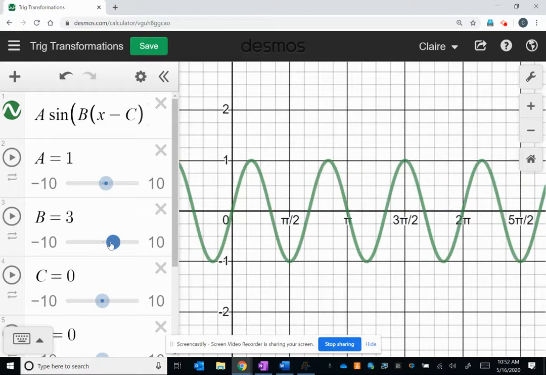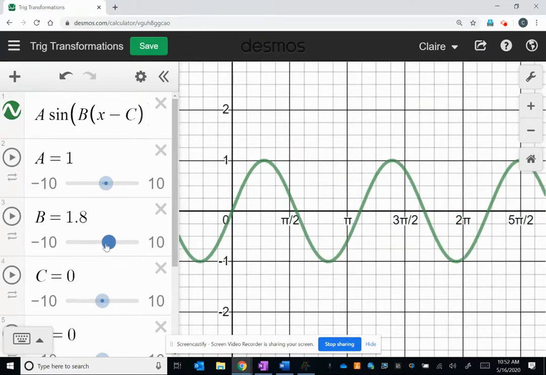When B is 2, we have 2 full cycles. If we make B even larger, like 3, we can trace this and see that there's 1, 2, 3 full cycles within 2 pi. So B changes the frequency of the graph, and therefore it also changes the period, and we will look at how we could compare those. But for now, I'm going to change that back to 1.